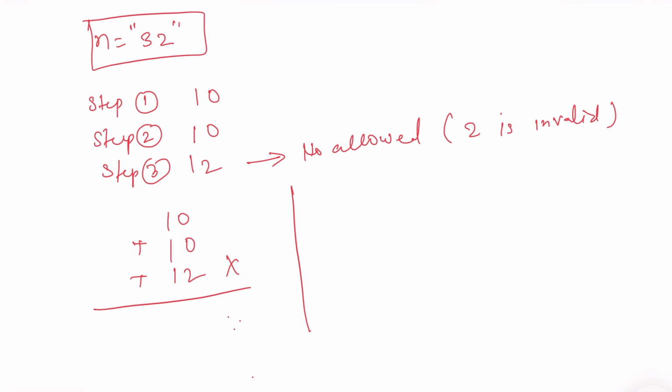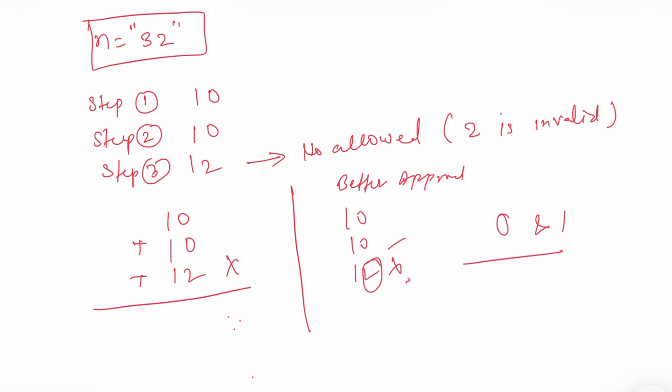What will be the better approach? If we go with 10, 10 and 12, it's still not a correct approach. Even if we go with 10, 10, 10, 10 and this, it will not work. You must use only zeros and 1s as digits. If we take any approach that contains 2, it will not work. As simple as it is.